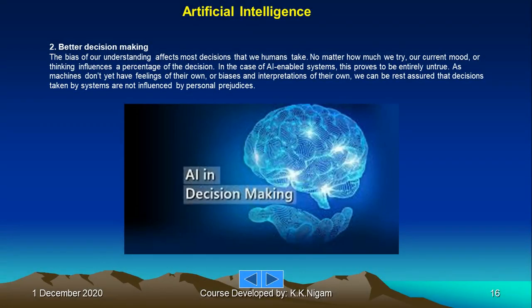Now, better decision making. Decision making is something which is very critical, particularly in some very key areas. So the bias of our understanding affects most decisions that we humans take. We know that it is our nature. Human beings are definitely biased, particularly in some critical areas. So no matter how much we try, our current mood or influences, etc., definitely come into it, and at least a percentage of that can be seen in the decision. In the case of an AI-enabled system, this proves to be entirely untrue, as machines don't yet have feelings of their own or biases and interpretations. We can always expect that the decision is going to be unbiased. So we can rest assured that decisions taken by systems are not influenced by any personal prejudices.